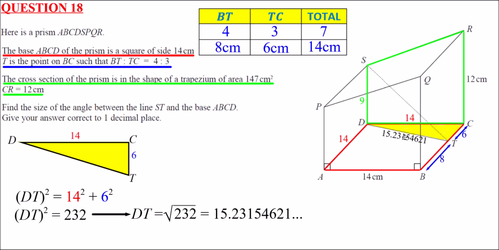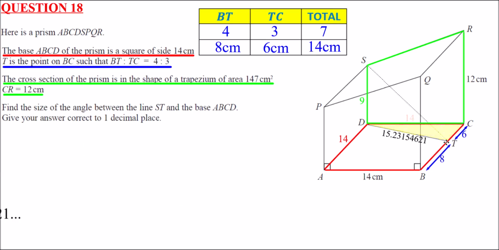So that's what we've got. That triangle now has served its purpose, so I'm going to just get rid of it. And now we can focus on what the actual question's asked us. The actual bottom line of the question is to find the size of the angle between the line ST and the base ABCD. So we're wanting to find this angle here, in between this dotted line, that dotted line, and SD.